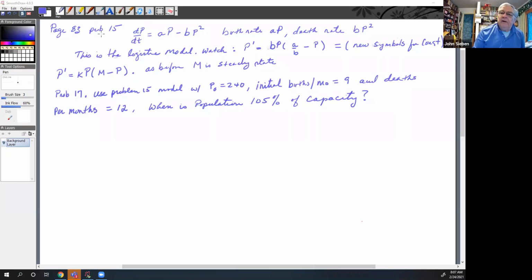So here's problem 15. It says that the time rate of change of population is some parameter A times the population, and this is the population right now. So P is not a constant, it's a function, minus a different parameter B, lowercase b here, and then P squared. And we're going to call the birth rate AP and the death rate BP squared.